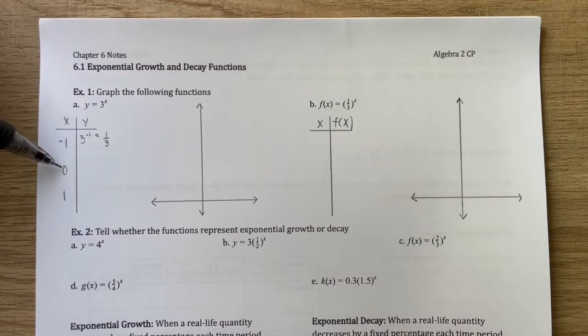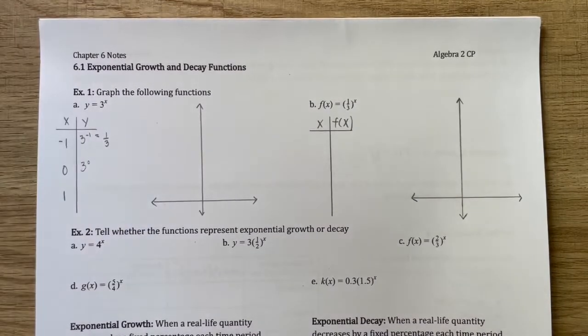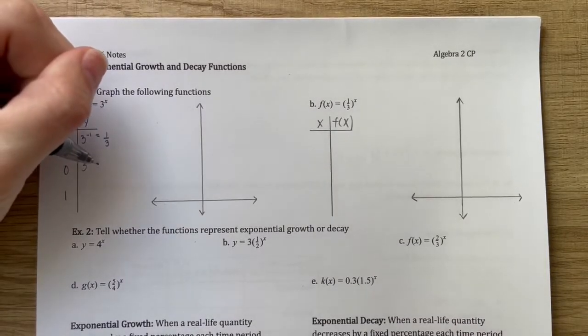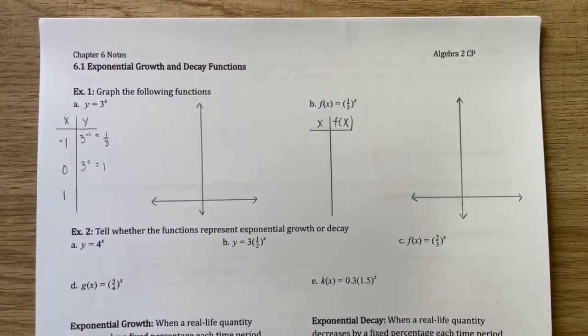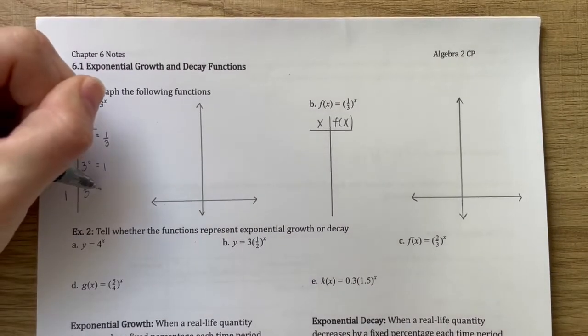And then when I substitute in x equals 0, I get 3 to the 0. Anything raised to the 0 power is just 1. So not like the exponent becomes 1, but the whole thing just becomes 1. So 3 to the 0 power is 1. And then when I substitute in 1, I get 3 to the first power, or just 3.